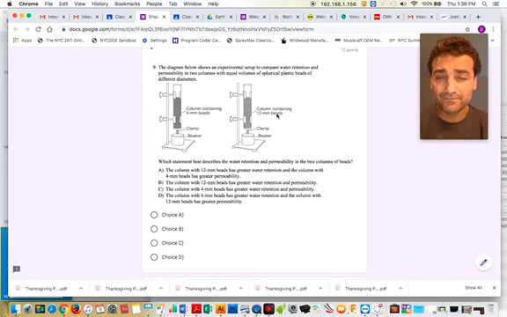Let's look at choice D. The column with 4 millimeter beads has greater water retention, good, and the column with the 12 millimeter beads has greater permeability. Yes, that is true. D is the most correct statement, choice D. All right. Now number 10.